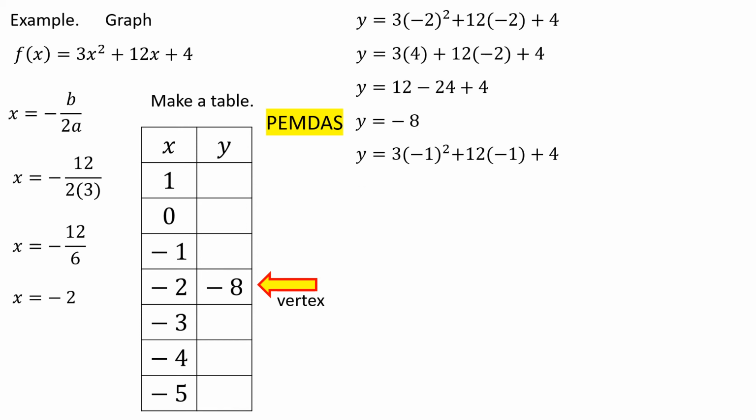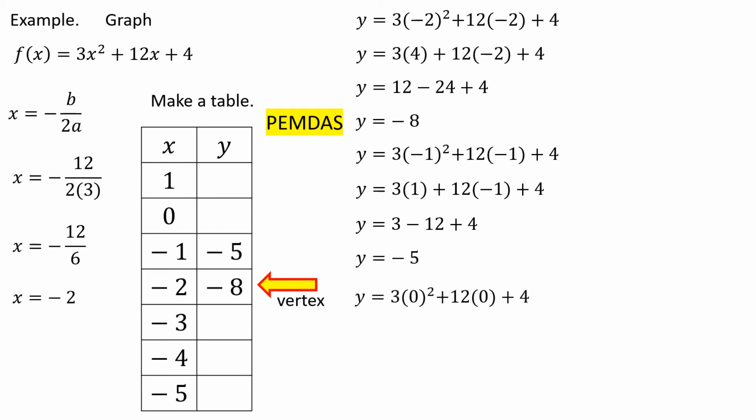I can plug in a negative 1, and I can calculate y to be negative 5. I can plug in 0. That one's pretty easy to calculate. Y would be 4. I can plug in 1, calculate that. Y is 19. Obviously, I didn't show all the step-by-step work for PEMDAS there.